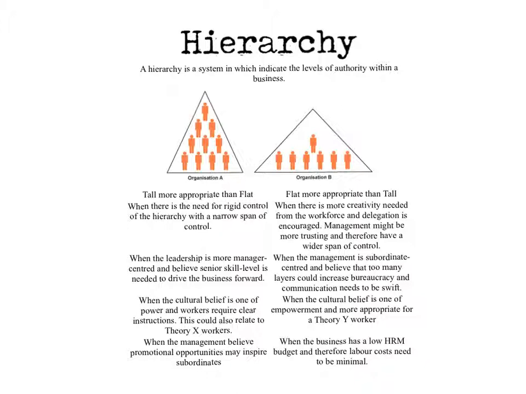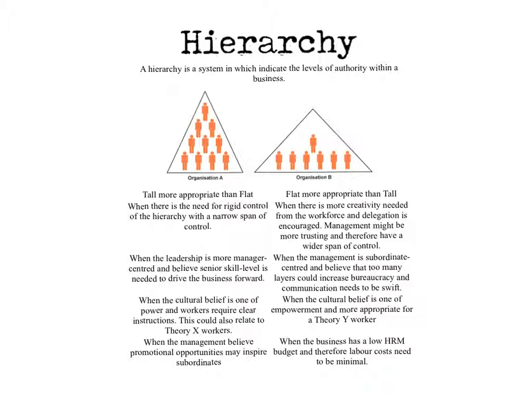Another situation is when the management is subordinate-centred and believes that too many layers could increase bureaucracy and communication needs to be swift. They may believe that it's inefficient in terms of decision making. For example, Rolls-Royce had lots of profit warnings and they had quite a tall hierarchy, and when they brought a new CEO in, the first thing he identified was the inefficiency of the structure, and he delayered. What I mean by that is he removed layers from the hierarchy to try to speed up decision making and make it much more efficient.